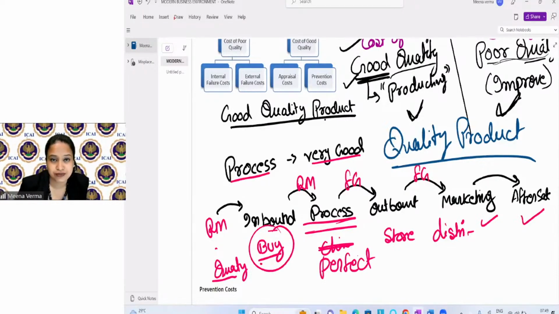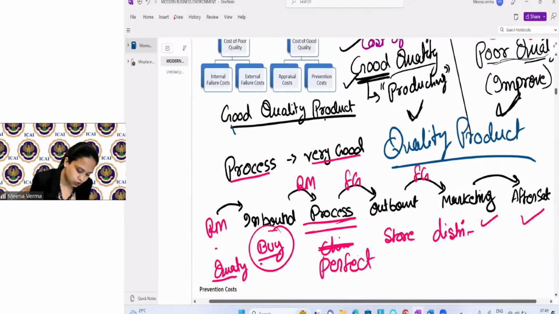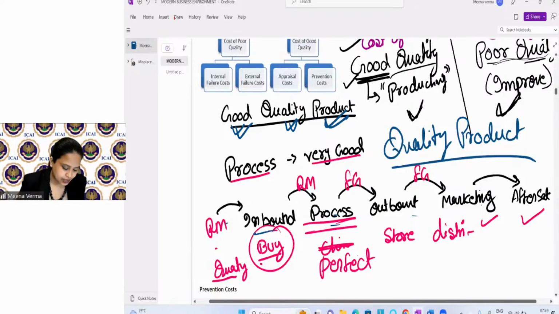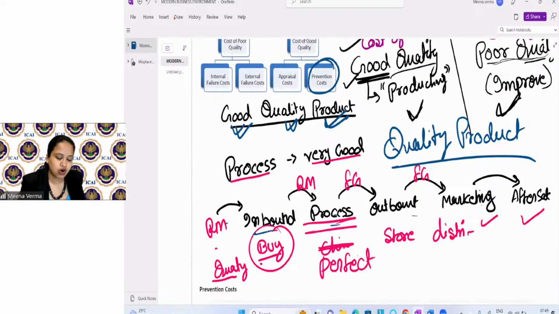Now, this will come under what? Good quality product. How is it possible to produce good quality product when your entire process is perfect? So what cost are you incurring to make your entire process perfect, so that it is not allowing you to produce any defective unit or errors? That will result in your prevention cost, actually. So if you will see, cost of good quality will include two points: prevention cost and appraisal cost. So the first point is prevention cost.